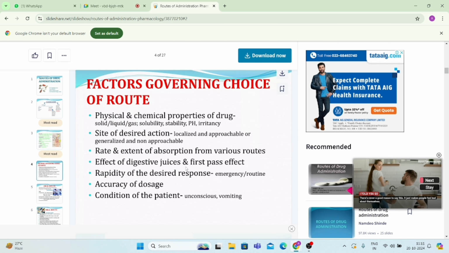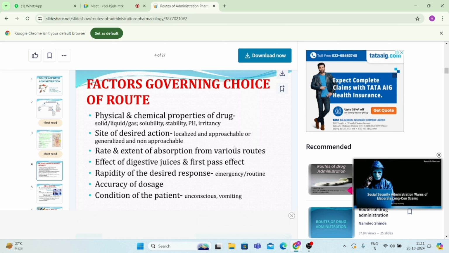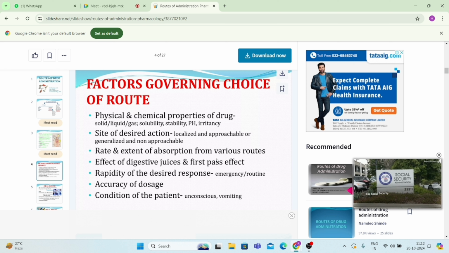Now what are the factors which are going to govern the choice of route? See, why are we selecting the different routes for drug administration? What factors do we need to take into consideration while selecting a specific route of drug administration? First is the physical and chemical properties of the drug.